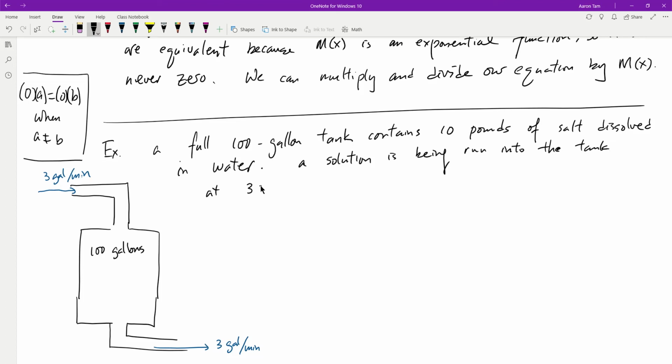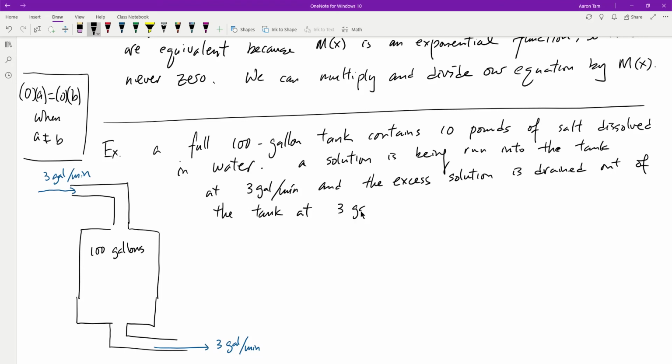At let's say 3 gallons per minute. And of course, the excess solution is drained out of the tank at, of course, 3 gallons per minute. So that way we don't have a change in the volume.